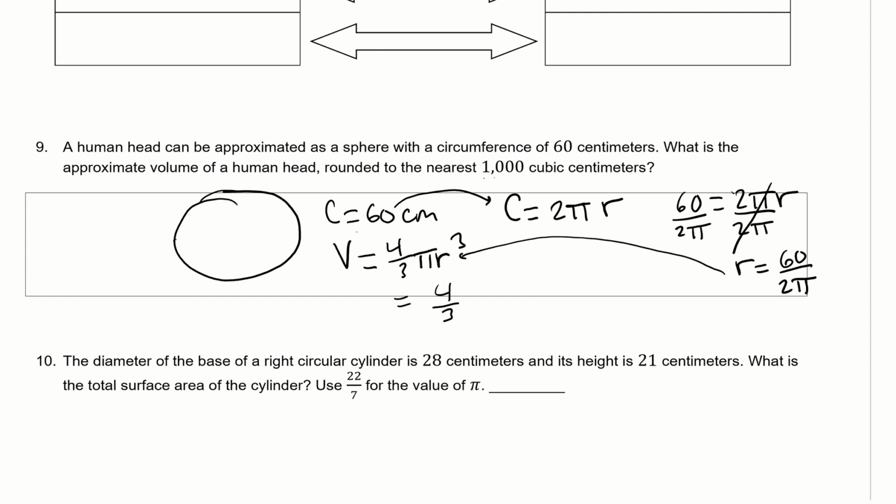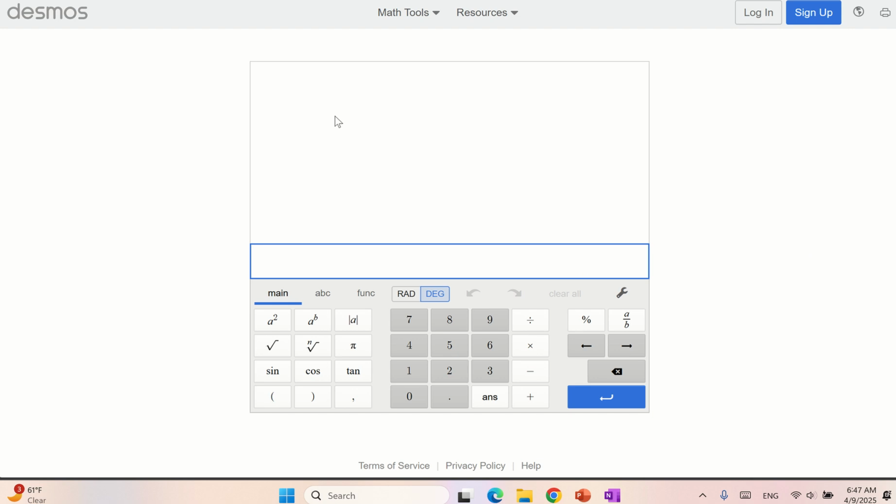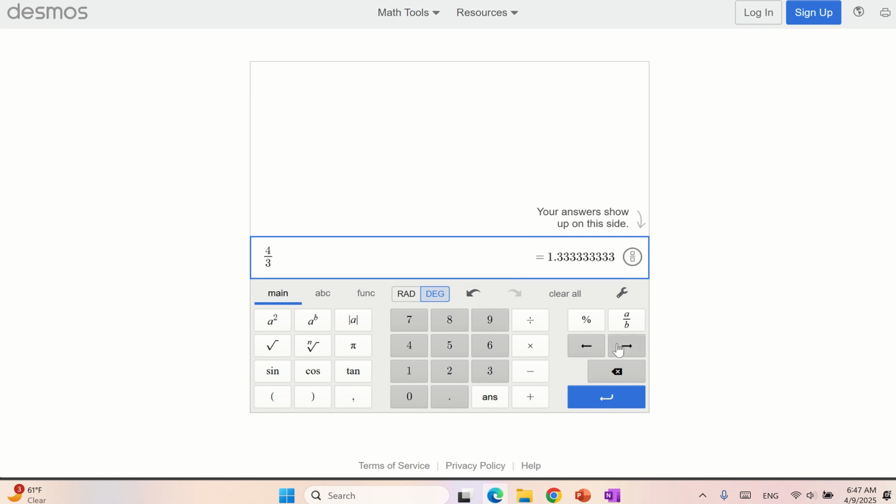All right, so we get 4/3 pi times 60 divided by 2 pi raised to the 3rd power. And then we can, of course, calculate this and get an answer. Using Desmos, we could do that as well. Okay, here we go. We got Desmos. So we got 4 divided by 3, and then let's use the arrow. We got pi, and in parentheses we can do 60 divided by 2 pi. Notice it's in the bottom, and then close the parentheses, and then raise that to the power, this is the exponent. Raise that to the 3rd power.